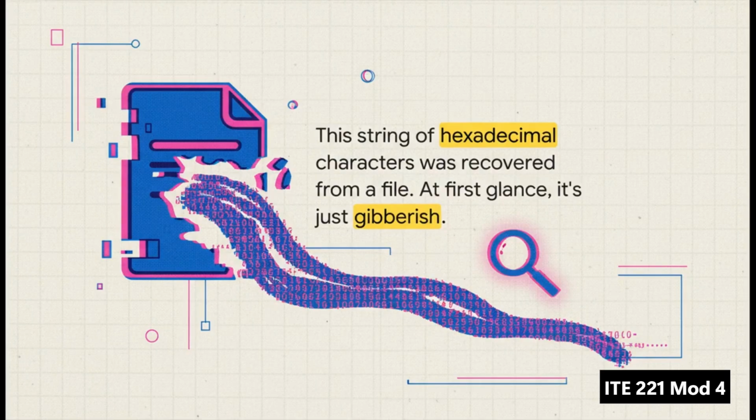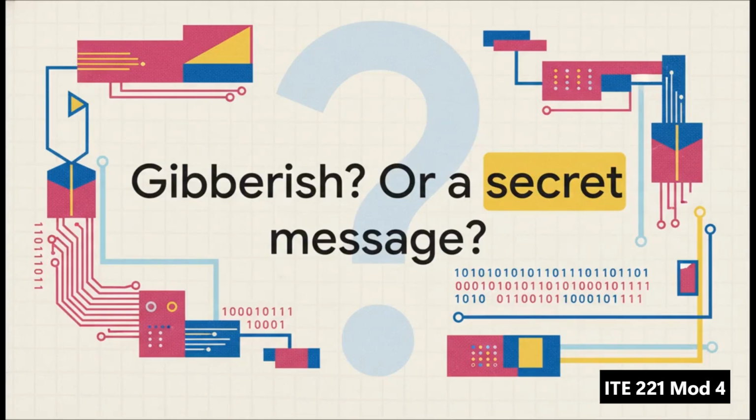Okay, let's kick things off with a little mystery. Imagine we just pulled this string of data off a corrupted hard drive. I mean, at first glance, it just looks like a bunch of random letters and numbers, right? Hexadecimal gibberish. But what if it's not? What if there's a message hidden inside? And that's our big question for today. How do we take something that looks totally cryptic and turn it into something that actually makes sense?